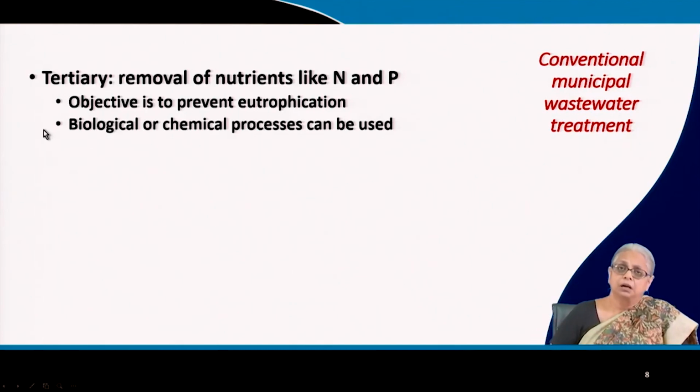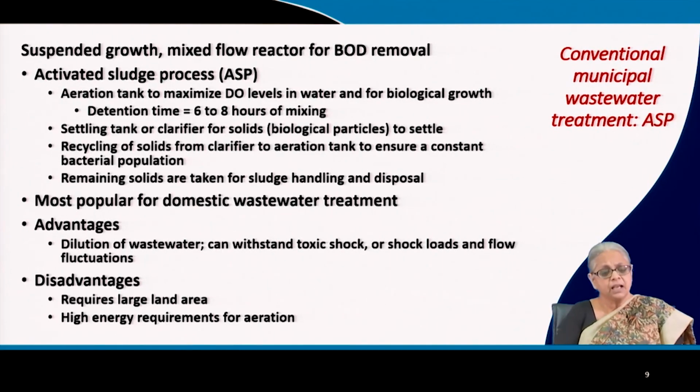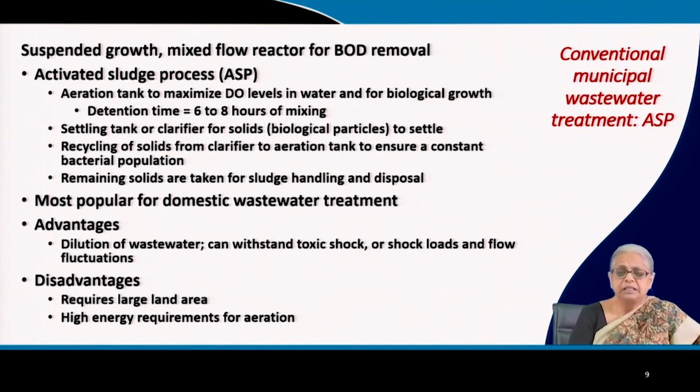And you know, from your environmental science, you probably know that eutrophication happens because of excessive algal growth when nutrients like nitrogen and phosphorus are in excess. So we have biological or chemical processes that can be used at the tertiary treatment level, and since it's beyond the scope of what we're doing over here, I won't be talking about that, but that's something for you to keep in mind. As I said, I'll go through a little more detail about ASP or activated sludge process.